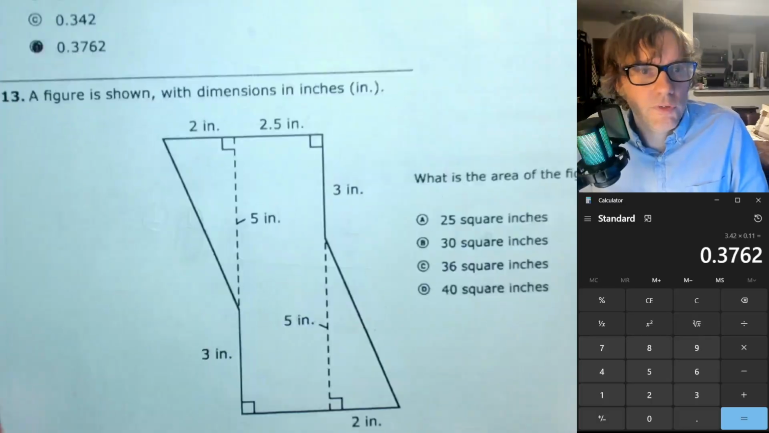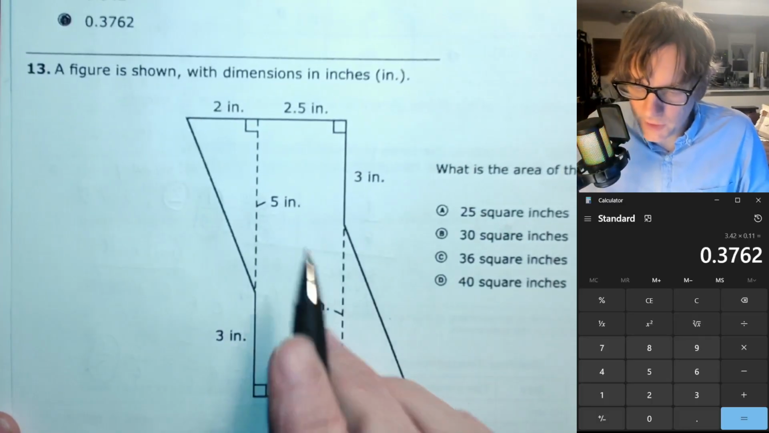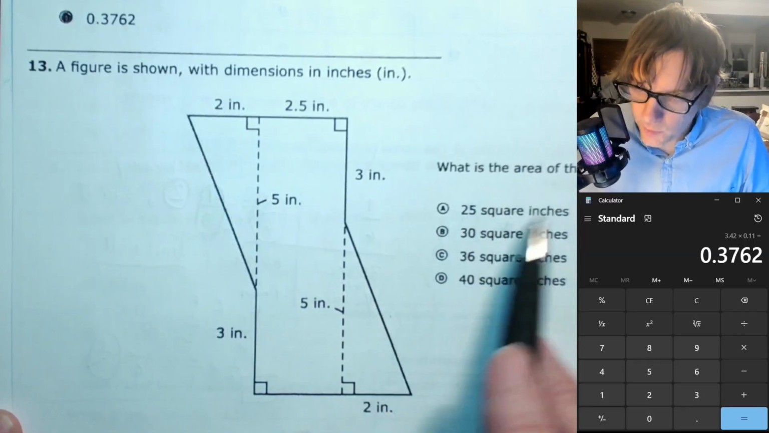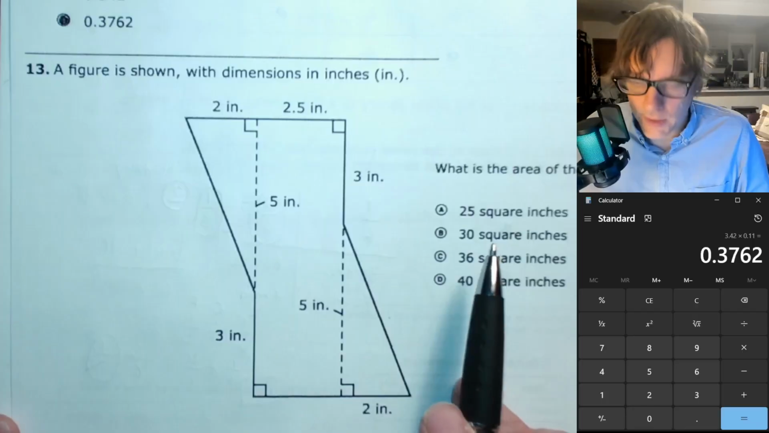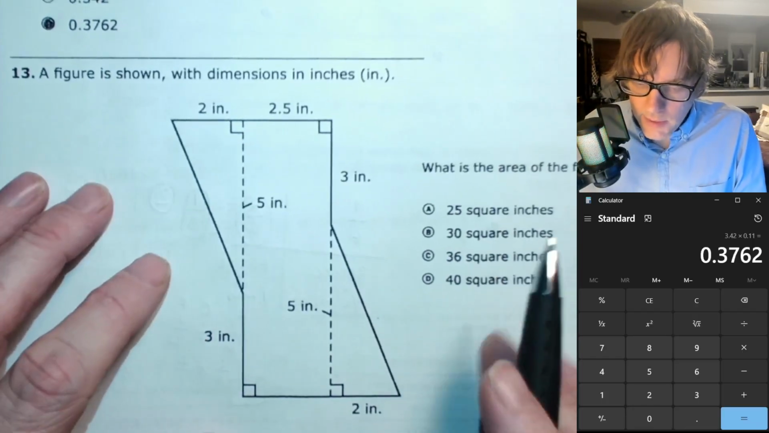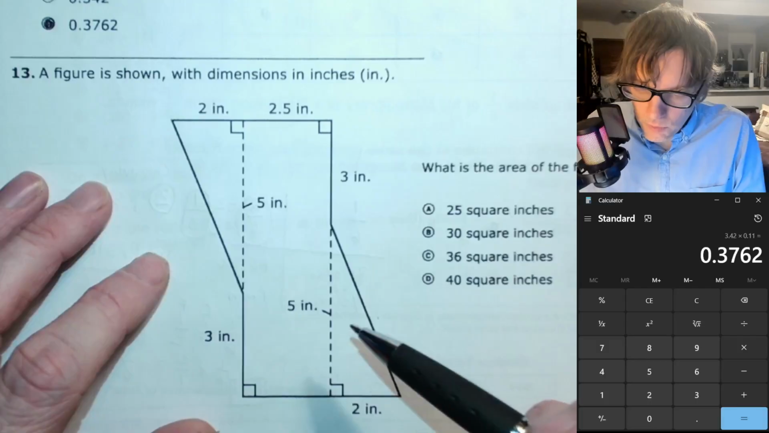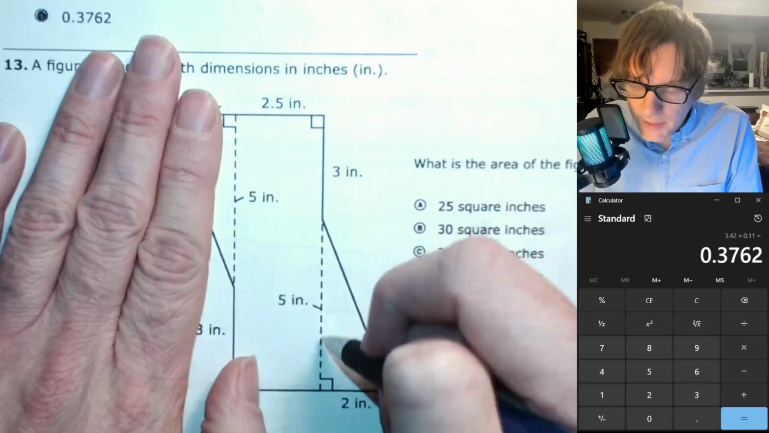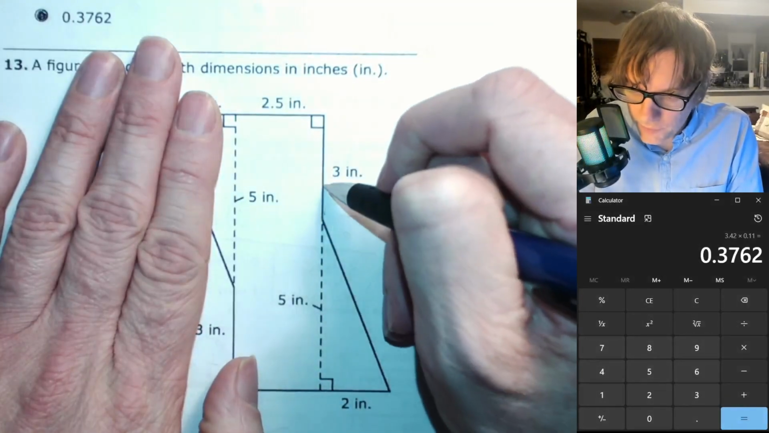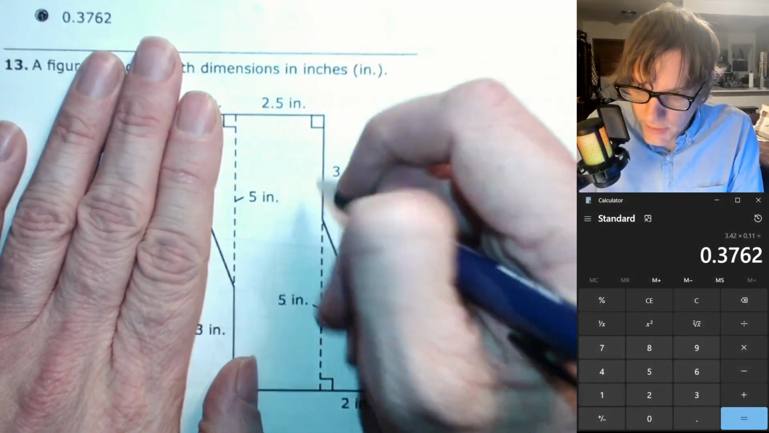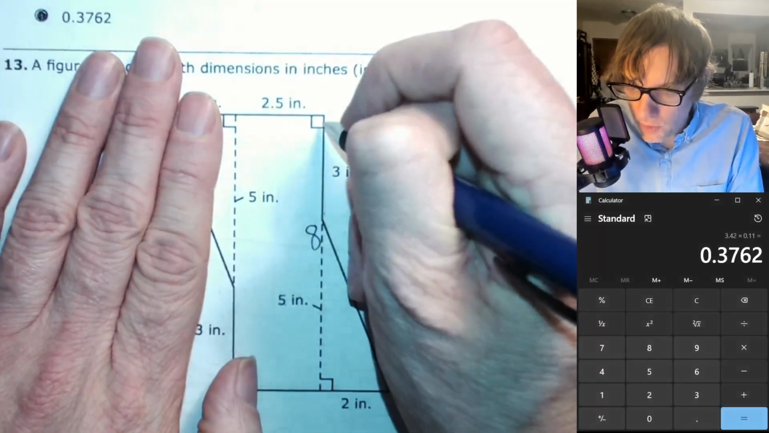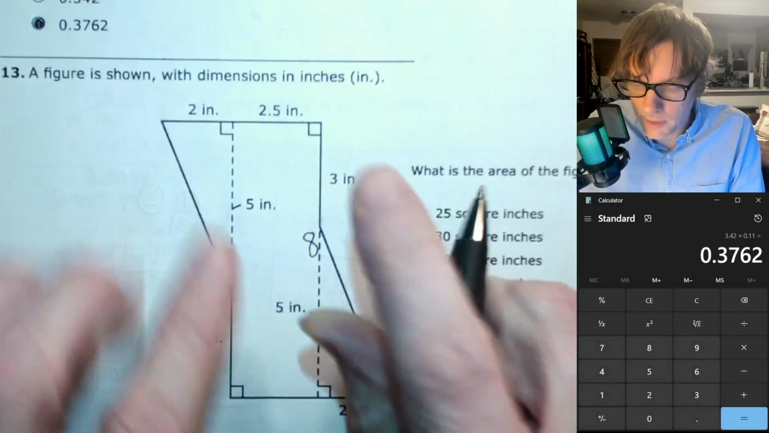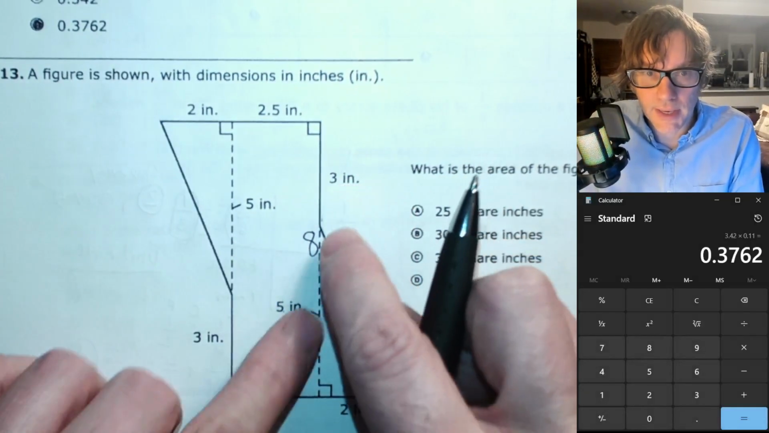All right, moving on. We've got number 13. A figure is shown. We've got a triangle, a rectangle, and another triangle. And they want to know what is the area of this entire figure. Well, let's start with the rectangle in the middle. All right, so I've got 5 for this dotted line here. And I've got 3 for the top part. So what is 5 plus 3? Well, that's 8 going all the way from the top all the way to the bottom. All right, 3 plus 5 is 8.